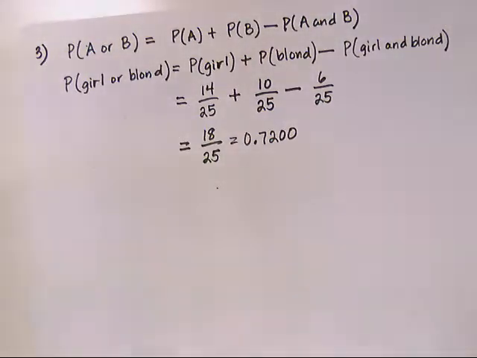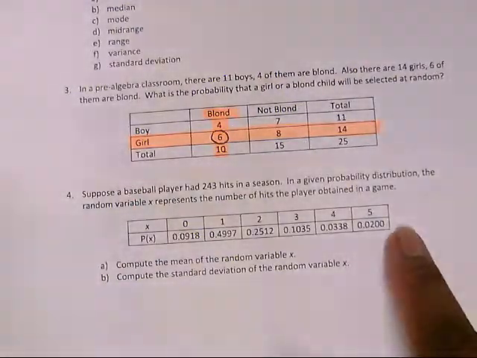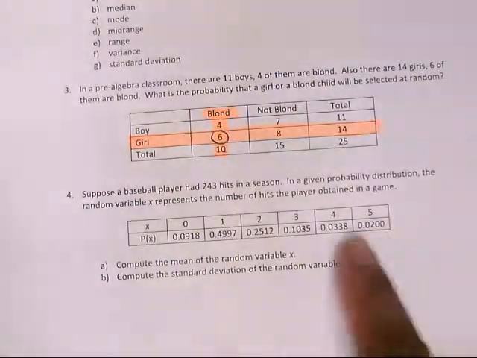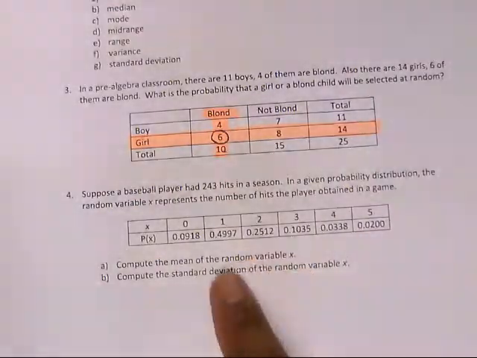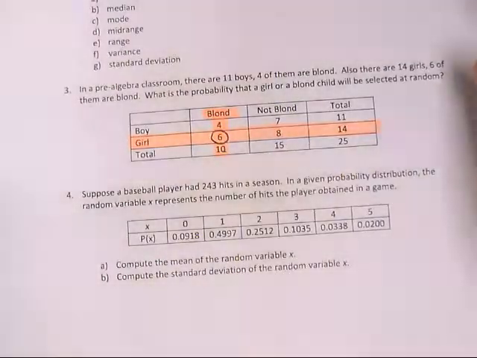Now problem number 4. Suppose a baseball player had 243 hits in a season. In a given probability distribution, the random variable X represents a number of hits the player obtained in a game. And this is the table that's given to you. So here, we're going to do parts A and B. In part A, you're going to compute the mean of the random variable, and part B, you'll compute the standard deviation of the random variable x.